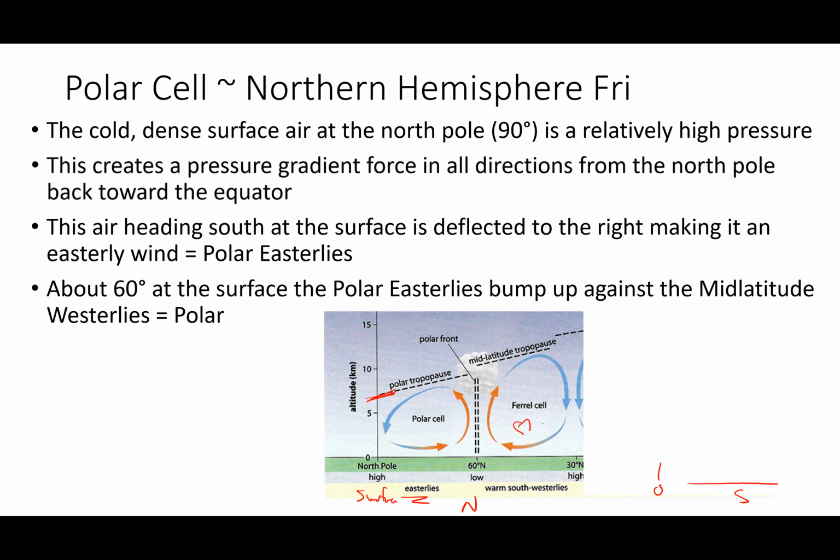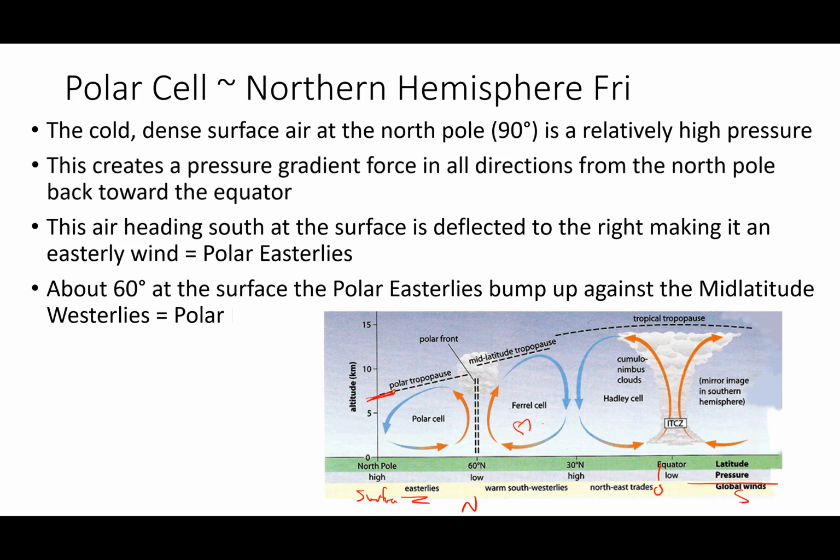Then actually kind of butting up there about 60, we have some opportunity for some kind of crazy weather, because you have the warm air coming from the Ferrel cell and the cold air coming from the polar cell. So they call that the polar front.